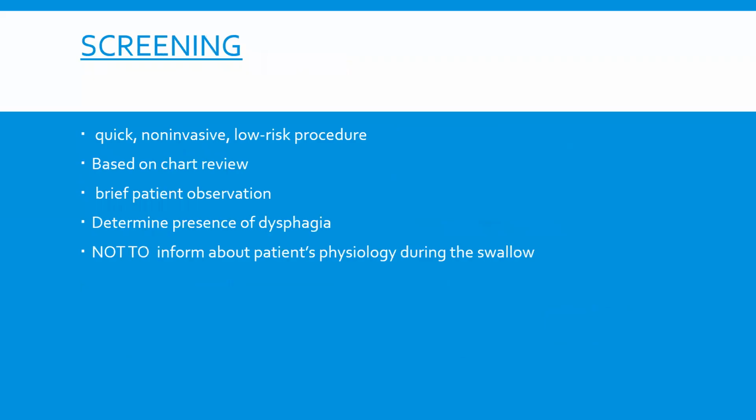So the screening is mandatory for any disease. And a screening should be a quick, non-invasive and low-risk procedure. You are not going to insert anything into the body and do a screening. It is based on chart reviews: the chart of their temperature, their feeding, their output, medicine chart, and everything you have to study if it is possible and it is given to you. There should be a brief patient observation of their behavior, their communication, and how they approach the food, and determine the presence of dysphagia based on the overt symptoms that they're showing.